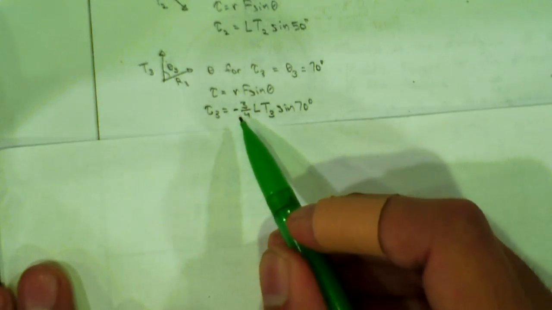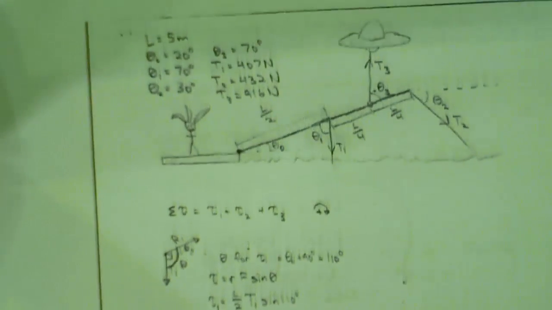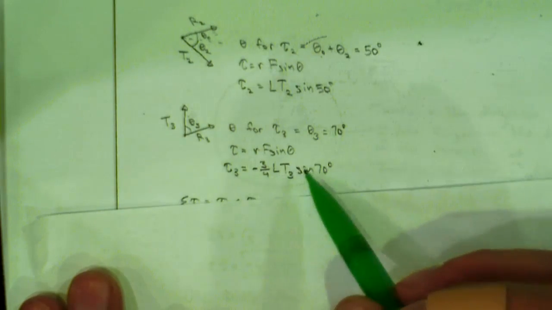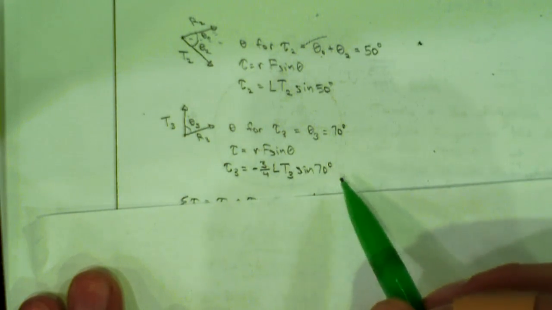Now see, this is what I'm talking about. We have a negative sign here. The theta was given for this one. Oh, okay, theta 3. All right, so we go back down here. I have a negative 3/4 L T3 sine 70.